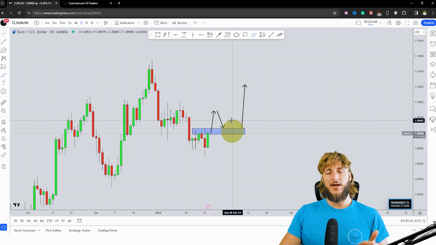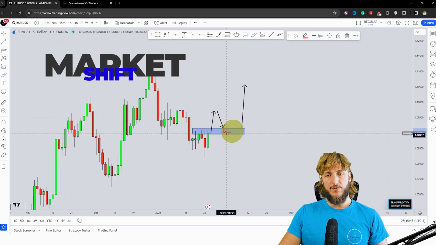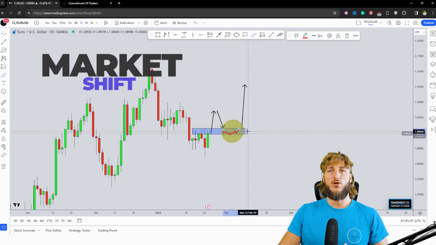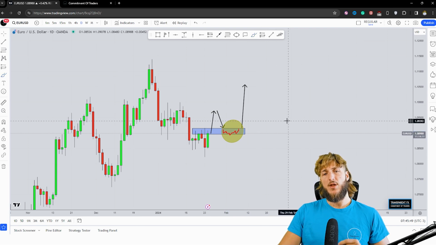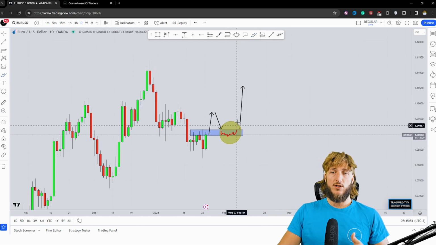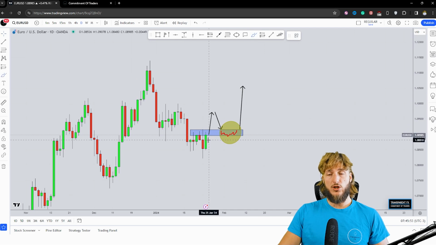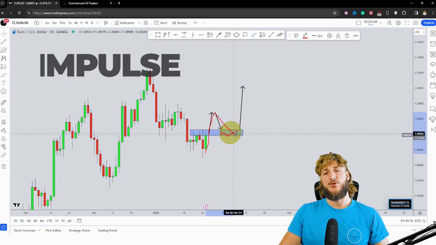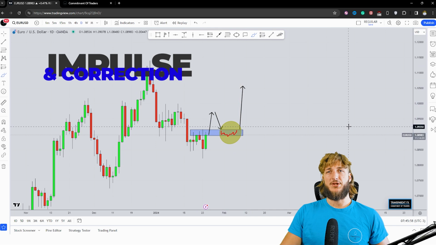Therefore, what I would expect is that if this market would shift from an intraday bearish market to an intraday bullish market, at that point, I would expect the market to create a rejection to the upside, potentially completing this daily impulse correction and impulse pattern to the upside.